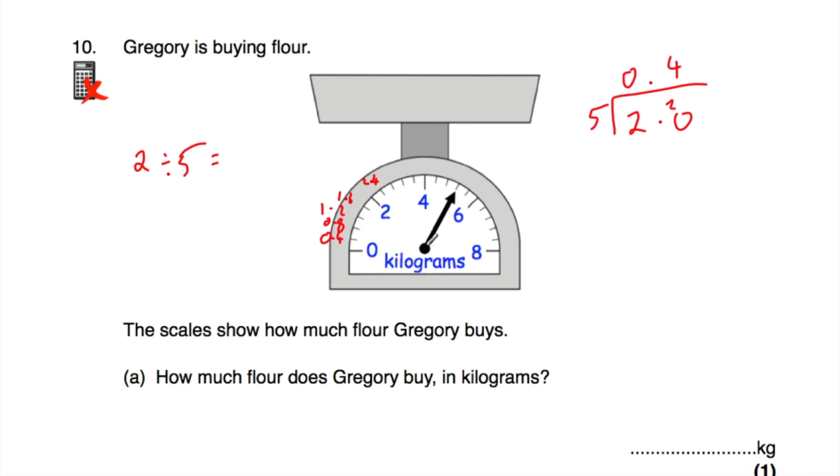So we need to figure out, if we look at the arrow or the needle, what's it pointing at? So we've got 4, 4.4, 4.8, 5.2, so that's 5.2 kilograms. So how much flour does Gregory buy in kilograms? The answer would be 5.2 kilograms. You then have 5.6 and then 6, so 5.2 kilograms.